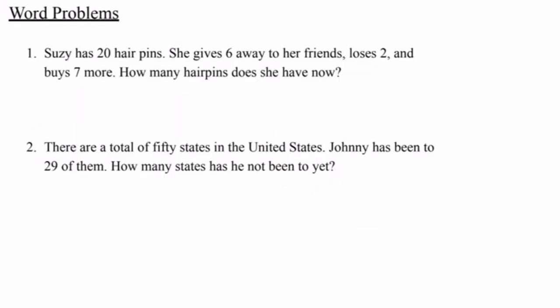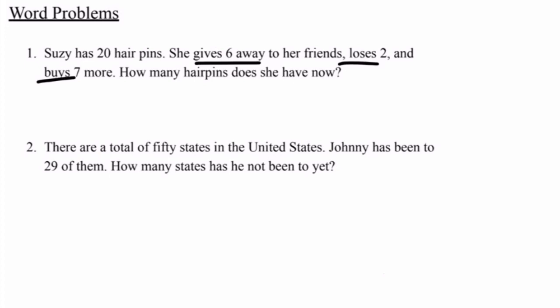Our last topic is word problems, and it's asking us to solve the problems below. Number 1, Susie has 20 hairpins. She gives 6 away to her friends, loses 2, and buys 7 more. How many hairpins does she have now? Based off the keywords gives away, loses, and buys, we know that this is a 3-step problem.